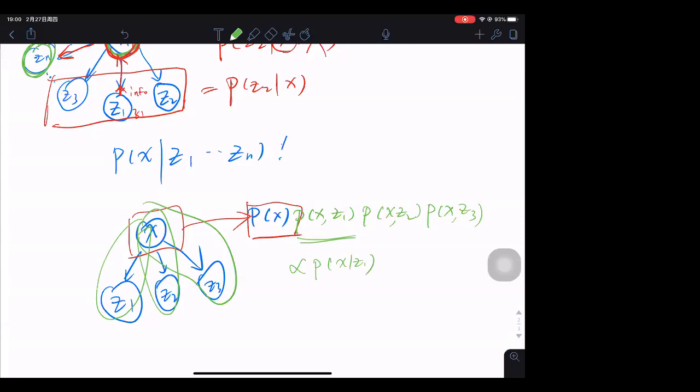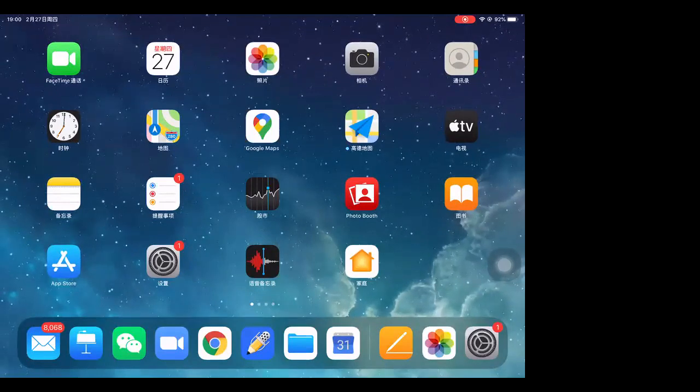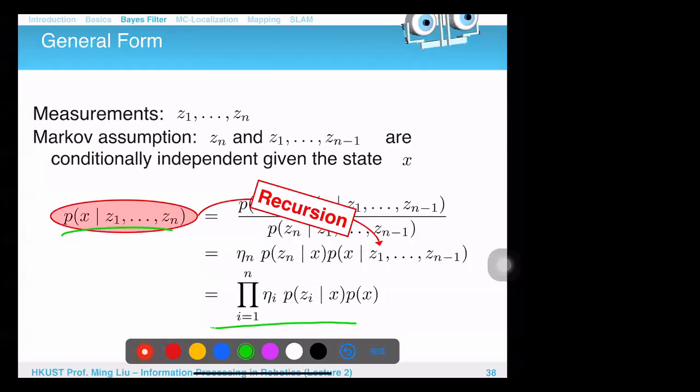Okay, and finally you get a series of products. That's the equation you get here, and you can see it's just a recursive solution.